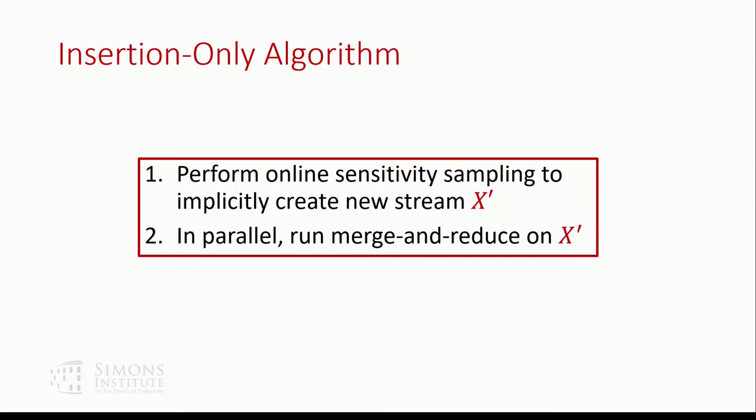And now we can do the same trick that we did before. We can run merge and reduce. And the point was that merge and reduce incurred these log factors, because we have the binary tree, in the length of the stream. But now we have this new artificial stream that doesn't have an n factor. There are no polynomial n factors in the length of the stream. It's just polylog n. So the polylog n factors will be polylog n factors here.